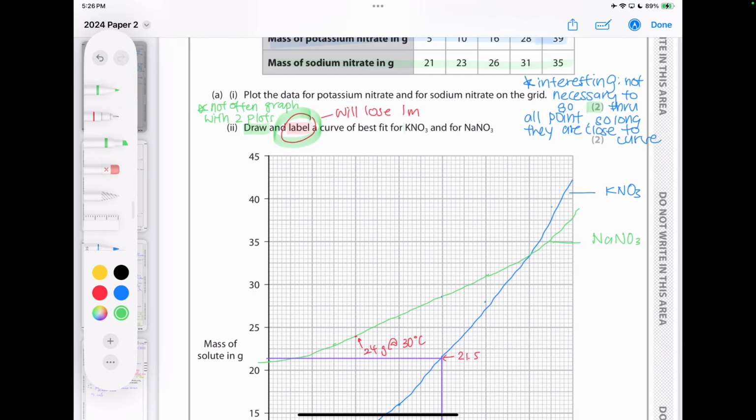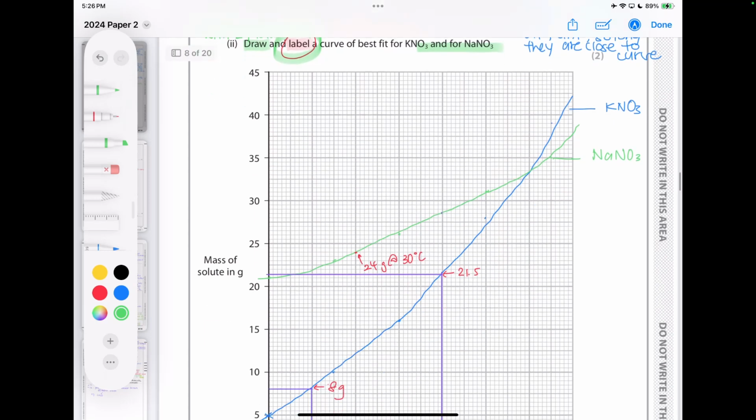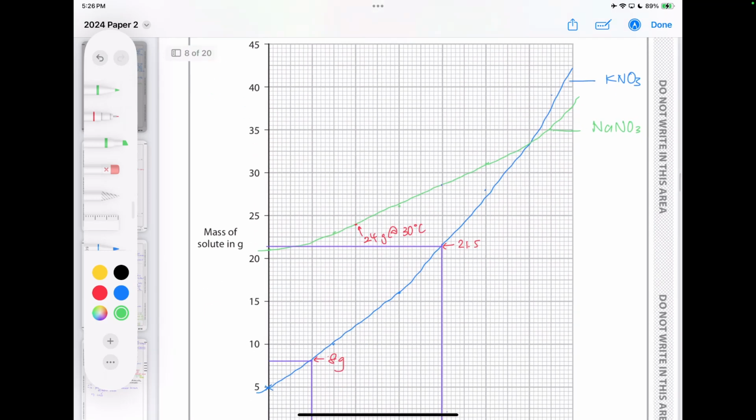And for this, because you are plotting two different lines, it's really quite a high demand over here, or they're not very generous with the marks. So one smooth curve with the correct label like this, you will get your 1 mark each for each line. We've got two salts. The blue one is potassium nitrate, the green one would be our sodium nitrate.